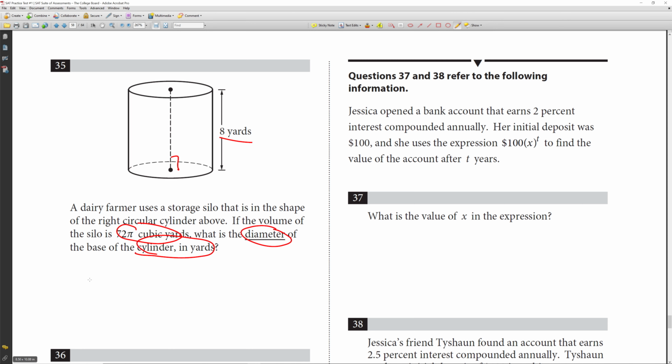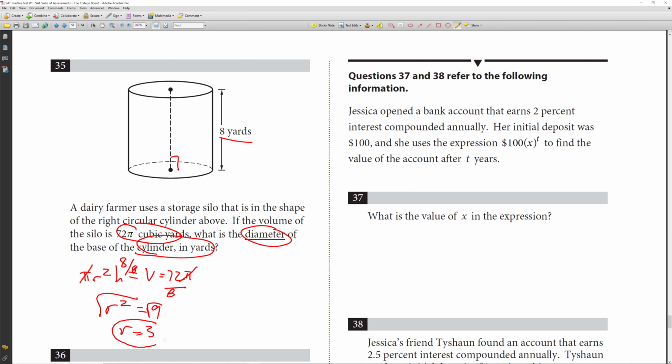So the volume of a cylinder is pi r squared times h, which is the height, is equal to the volume, which in this case is 72 pi. My h is 8 in this case. I cross out pi from both sides. I divide both sides by 8, and I have r squared is equal to 9. So I take the square root of both sides. r is equal to 3.